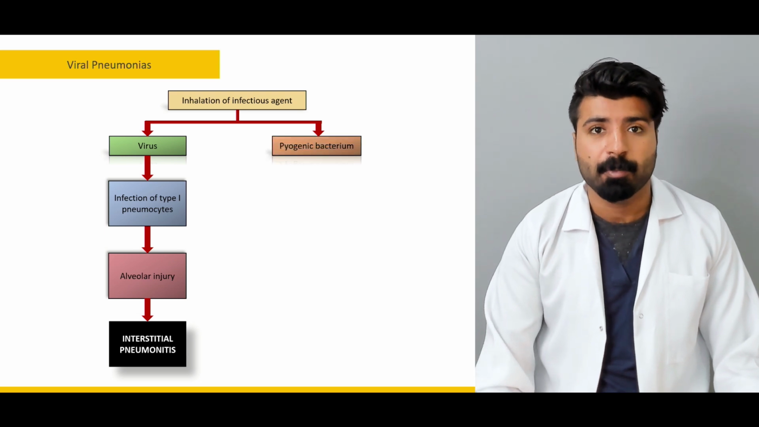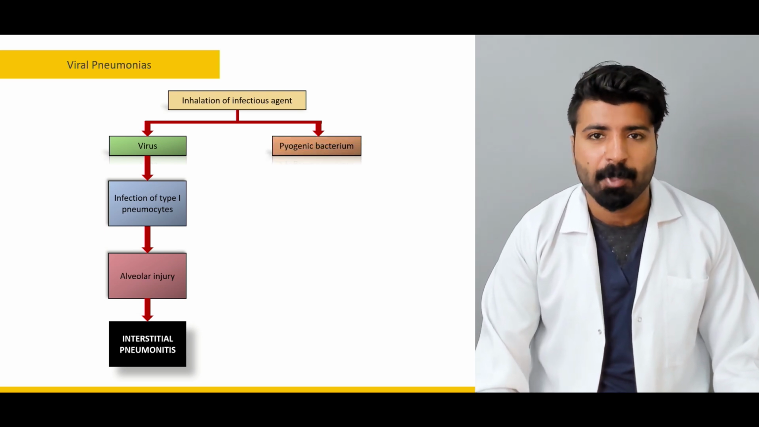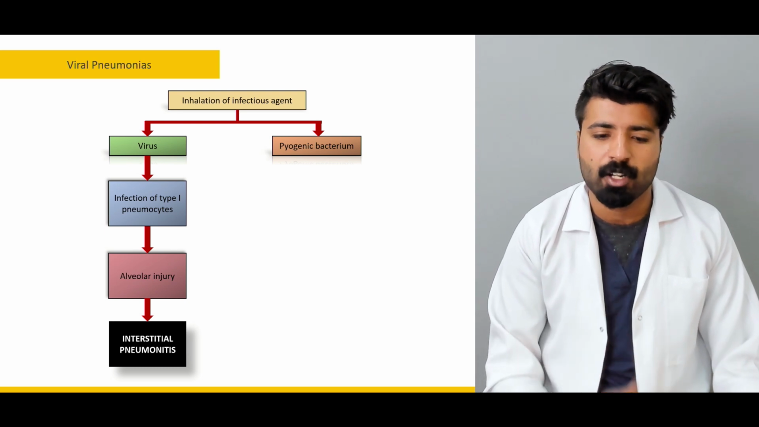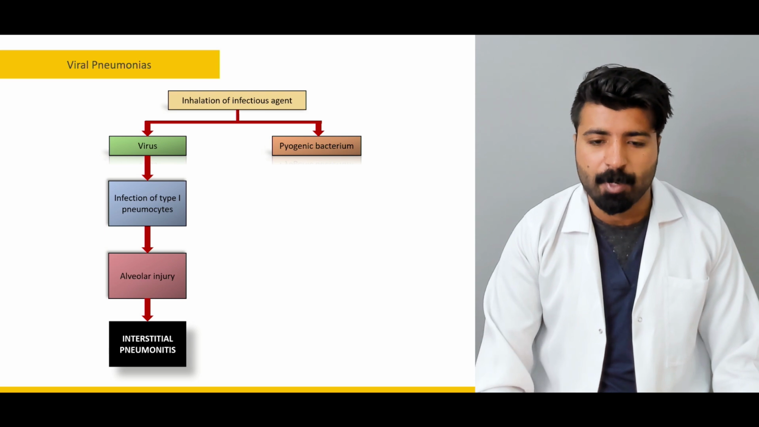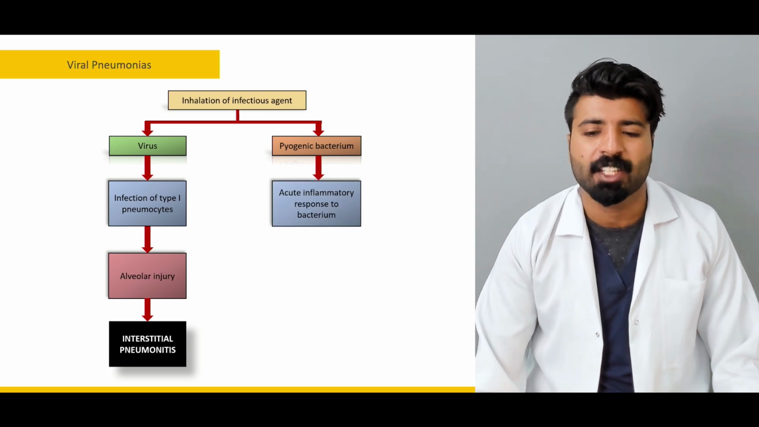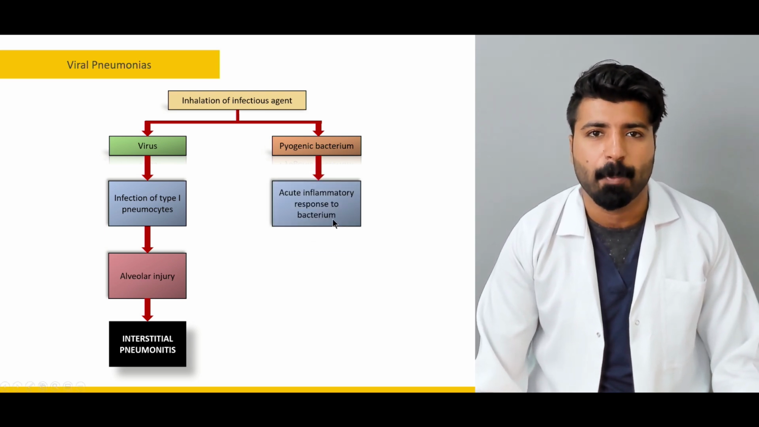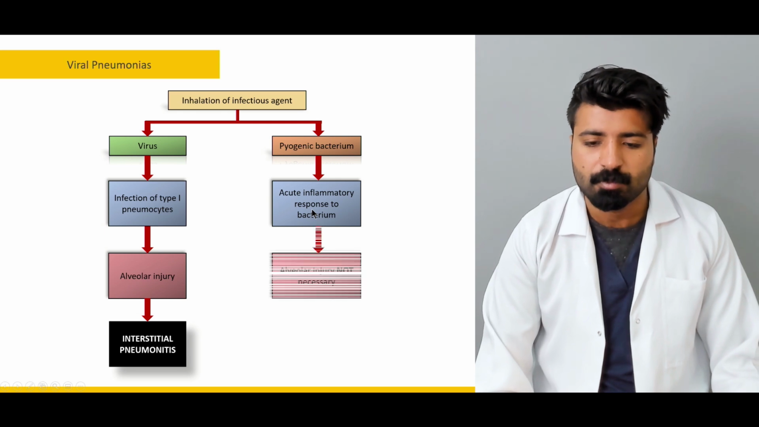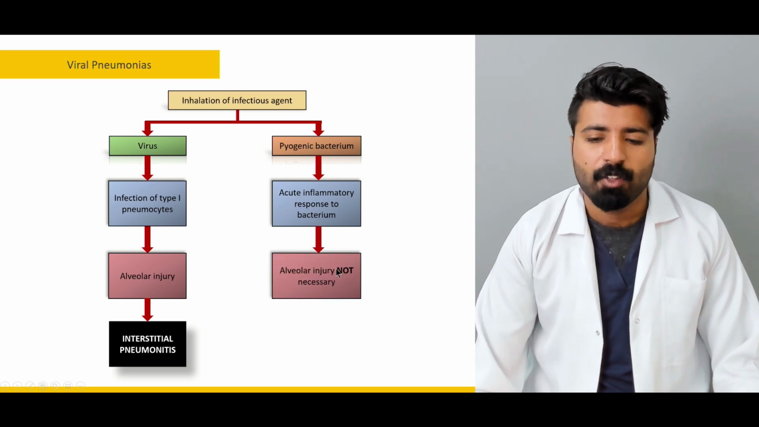Or it will be a pyogenic bacterium. What will a pyogenic bacterium do? How is it different from viral infection, from viral pneumonitis? Because when a pyogenic bacterium gets in, it causes an acute inflammatory response to the bacterium. There was no inflammation in the viral case, but an acute inflammatory response is going to happen due to the bacterium. Afterward, it's not necessarily going to cause alveolar injury.